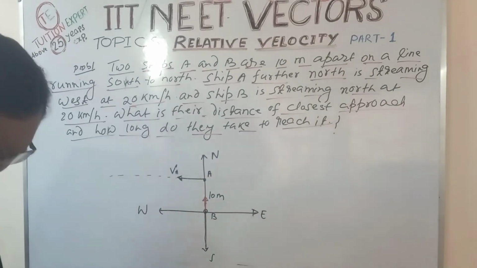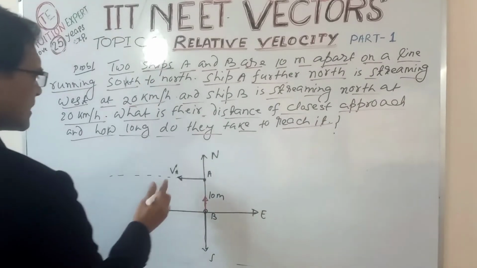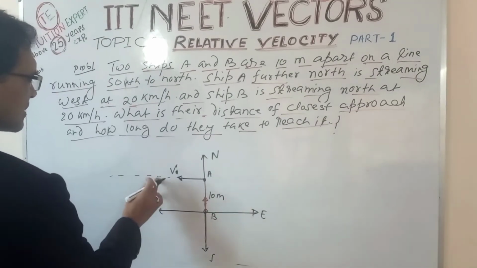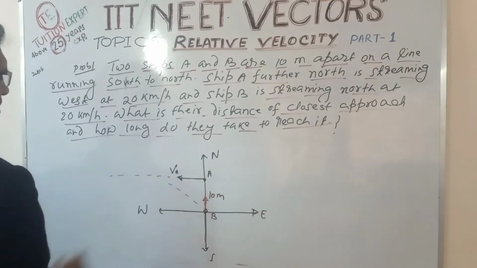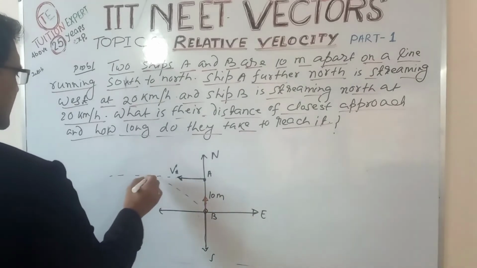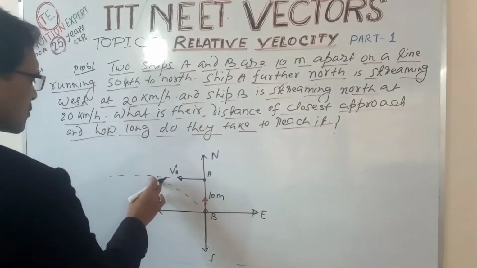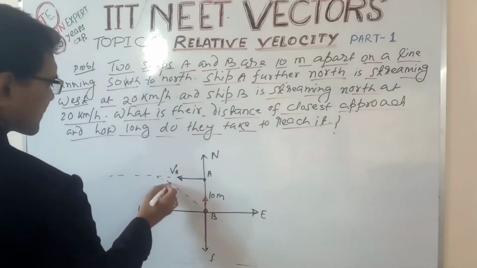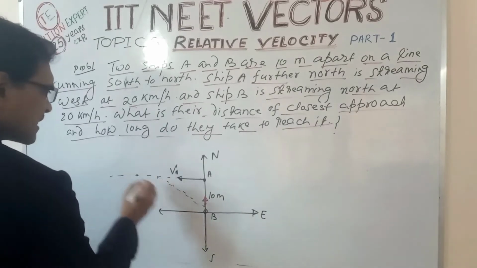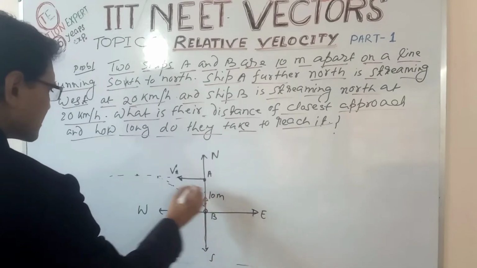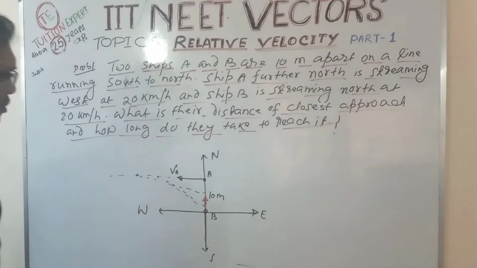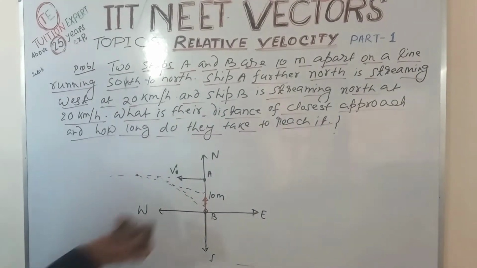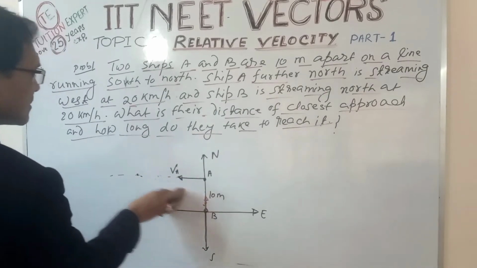So what will be their closest distance? Suppose ship A is at here, ship B is at here. The distance will be this. Suppose ship A is at here and ship B is at here. So the distance between them is this. Suppose ship A is at here and ship B is at here. Now the distance is this. Now which will be the closest distance? We have to find it.